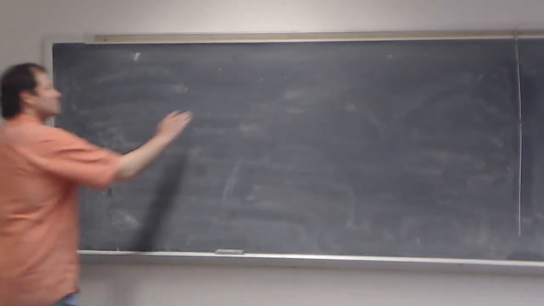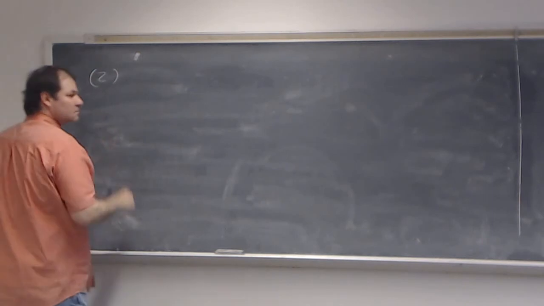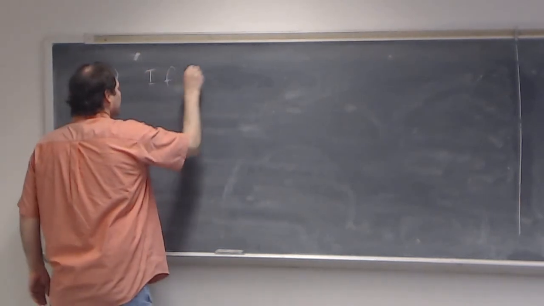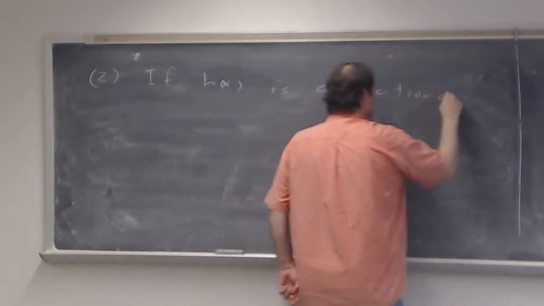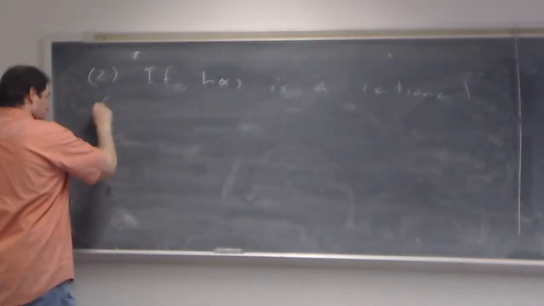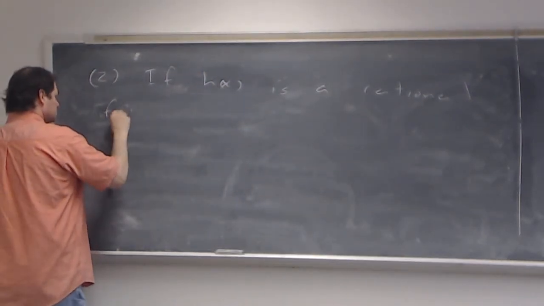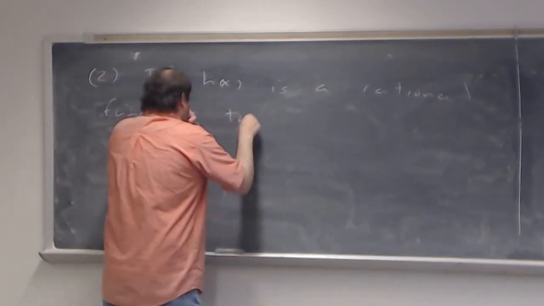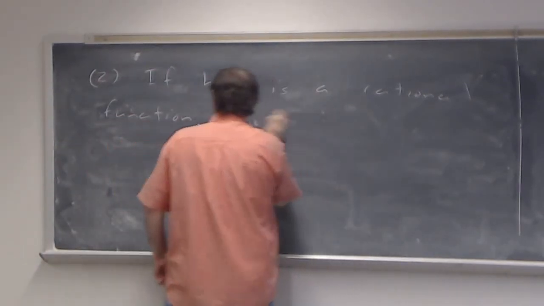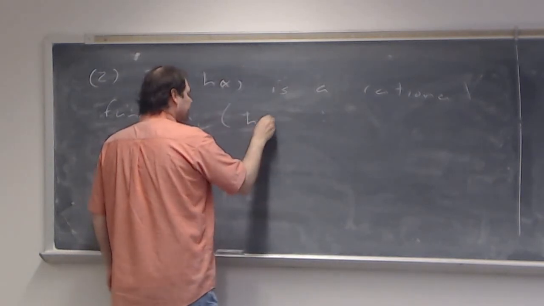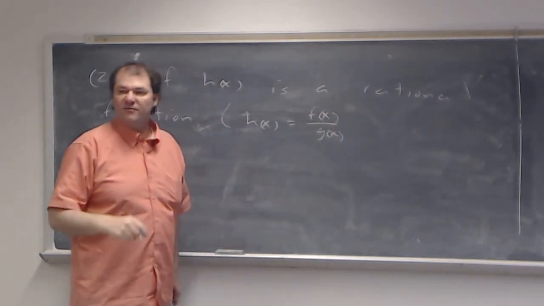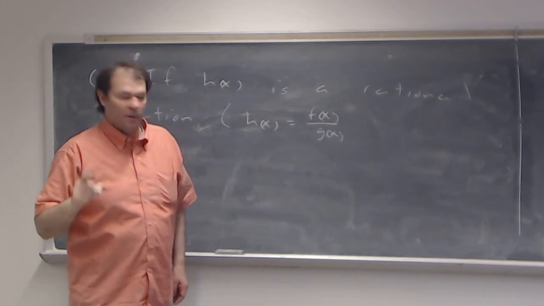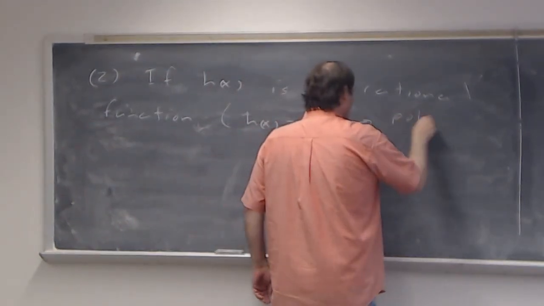And then we can say another fact. If h of x is a rational function, then, wait, what's it mean to be rational? Rational means h of x looks like an f of x over a g of x. Well, what do you know about f of x? Anybody remember? It's a polynomial. It's a polynomial over a polynomial.